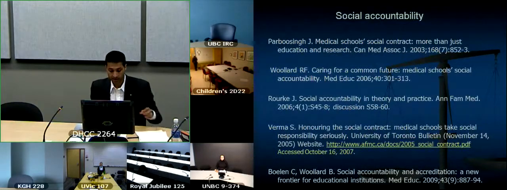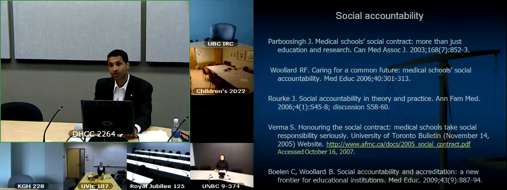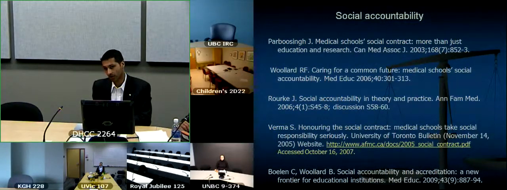In Canada, the growing concern around social accountability and educating future physicians to respond to the needs of vulnerable people in particular is now considered an attempt to protect and uphold the social contract between medicine and society. A lot of that literature points to that. Of course, there's more literature.